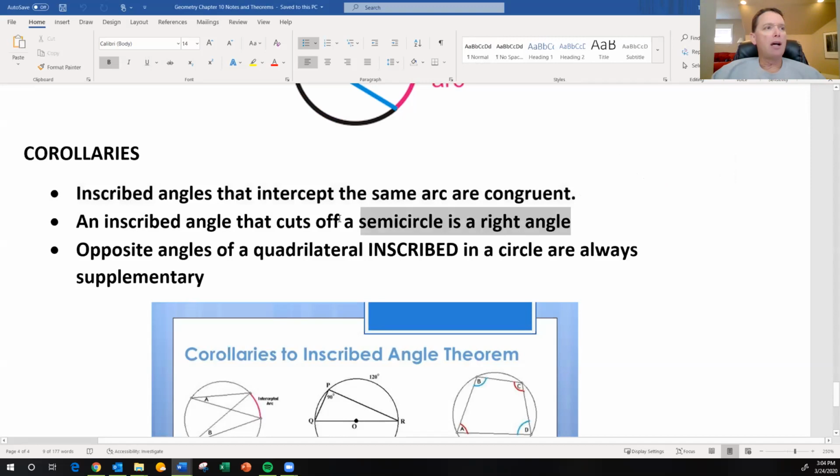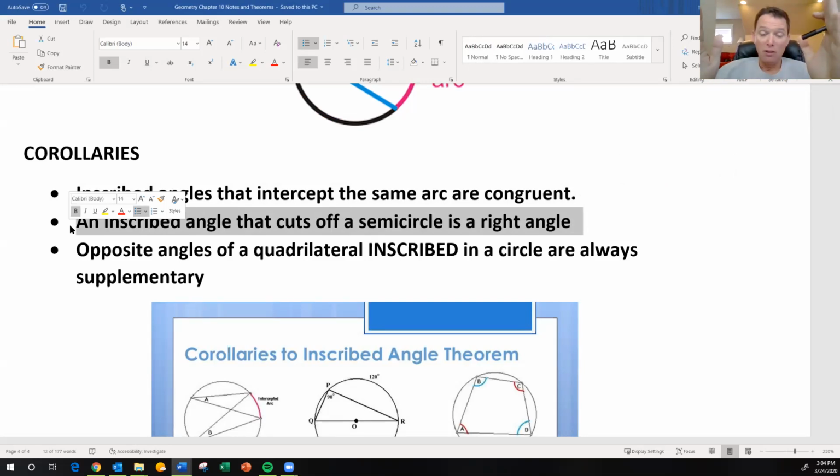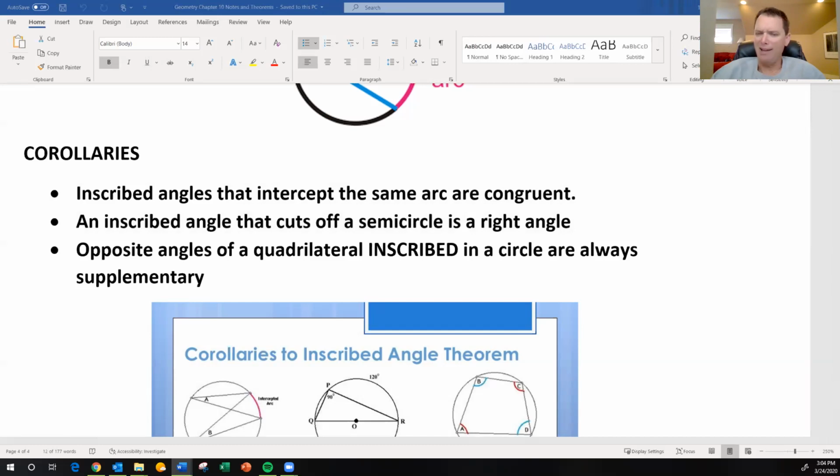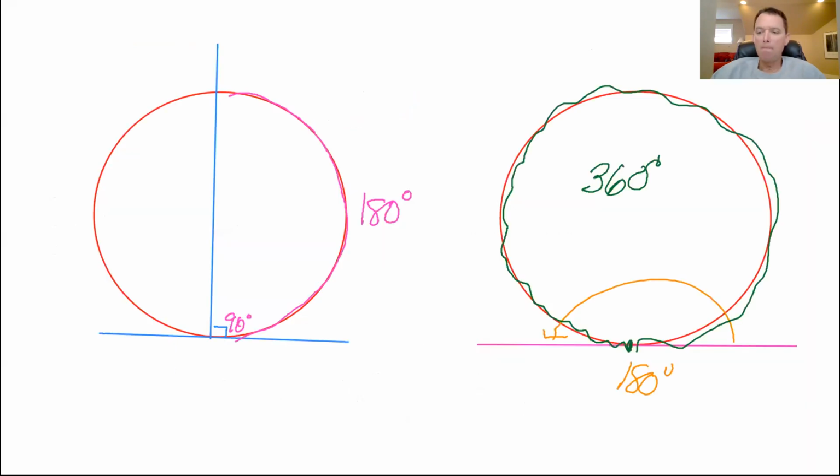An inscribed angle that cuts off a semicircle is a right angle. I showed you that. That was the first example I showed you where we had a 90-degree angle and it cut off half the circle. But also remember that half the circle is a semicircle and the line that produces that is a diameter. So basically, if you have any inscribed angle, actually, I'm going to draw this up. This is worth taking just a second. You see how I get excited? I like this stuff. Let me draw another circle here.